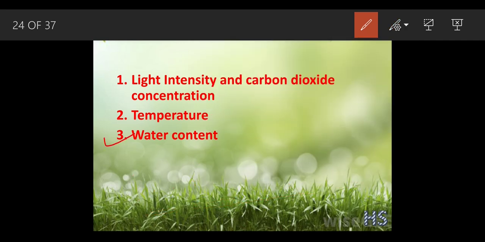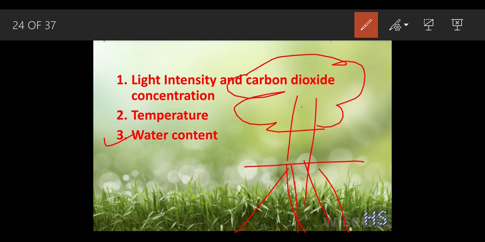Water content. See, if there is a scarcity of water, so definitely, if the water level is less, the absorption by the roots will be less. And if the absorption is less, there will definitely be a loss in the transpiration rate also. If water transpires less, the rate of photosynthesis will also decrease. So definitely it depends on the water level also.